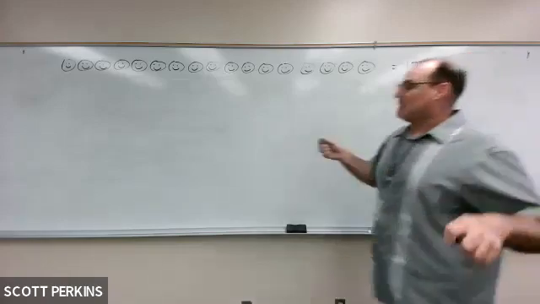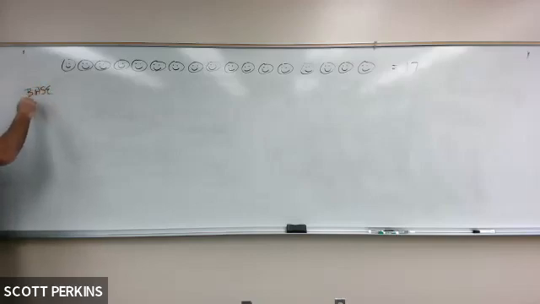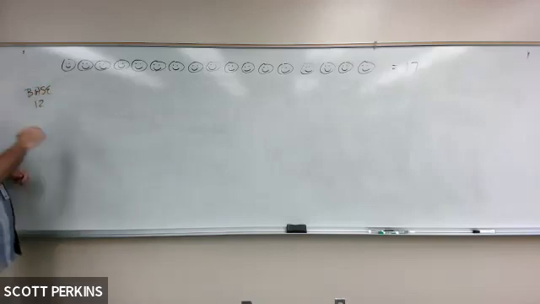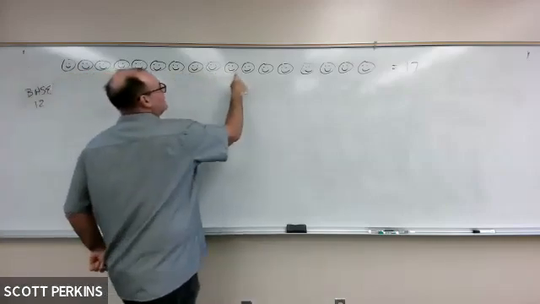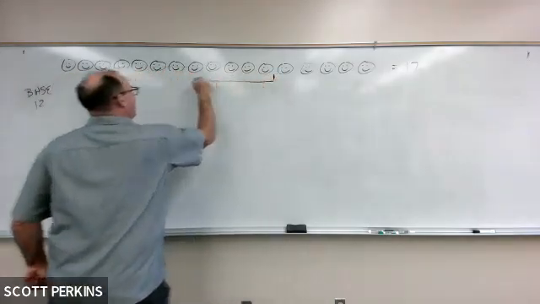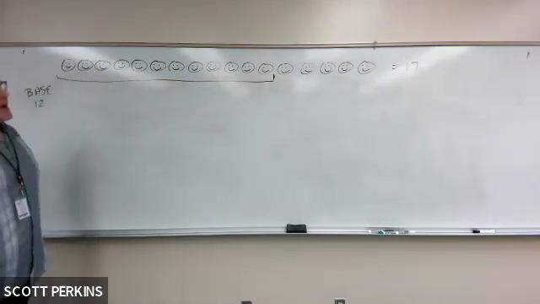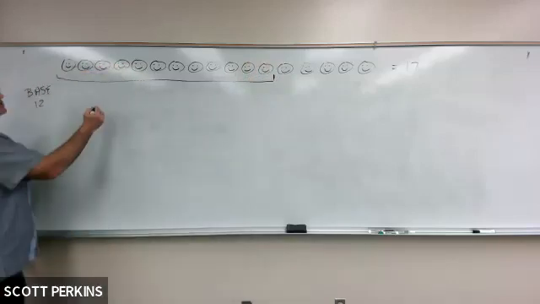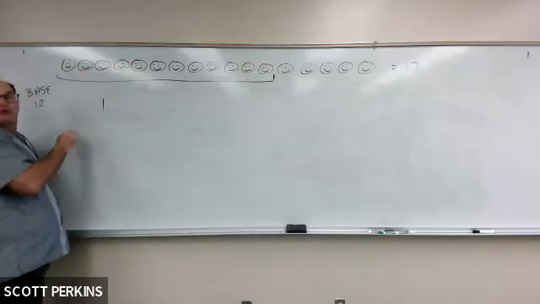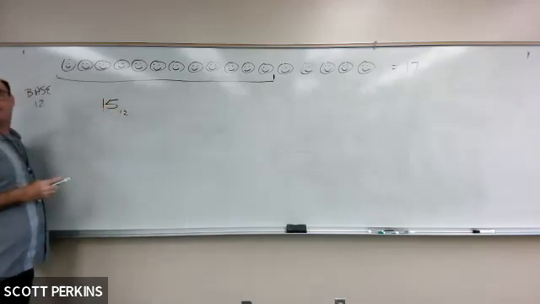Base 12. So in base 12, every full group of 12 is another full group. So here we go, my smiley faces. I go 1, 2, 3, 4, 5, 6, 7, 8, 9, 10, 11, 12 right here. That's a full group. And so how am I going to represent this number of smiley faces in base 12? It's 1 full group of 12, and then 5. I put a little 12 there.